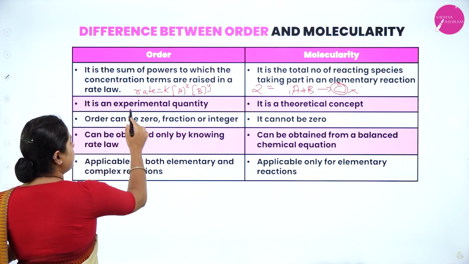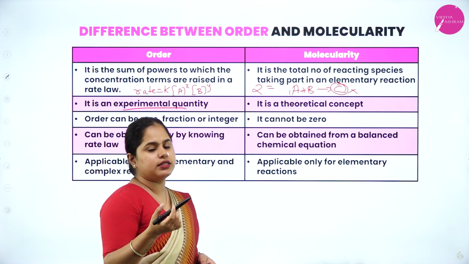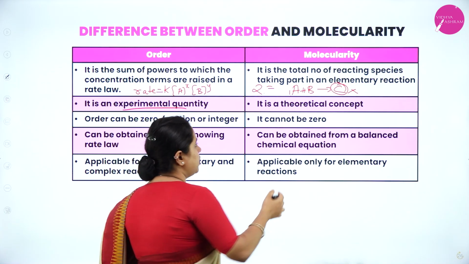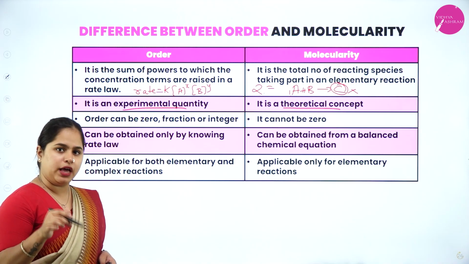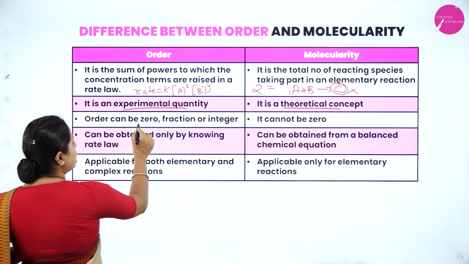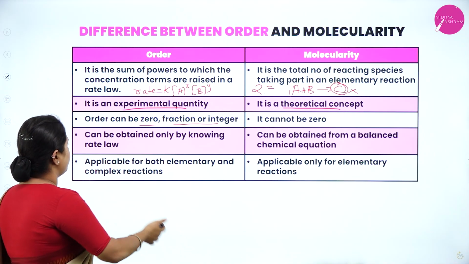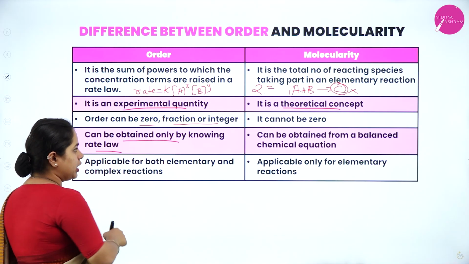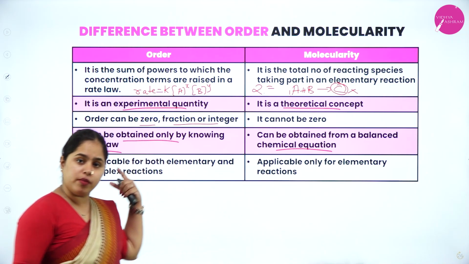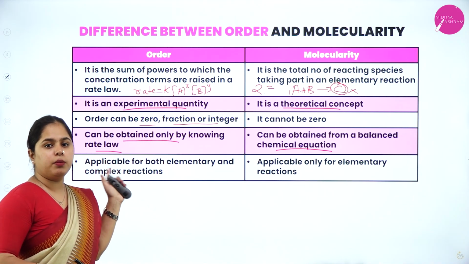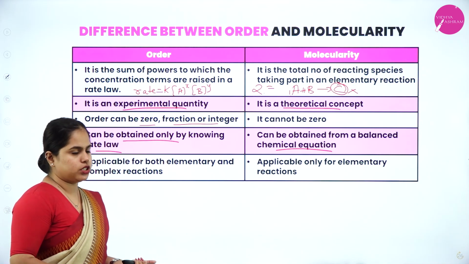Now, order is an experimental quantity. Just by looking at the balanced chemical equation, you cannot determine it. Molecularity is a theoretical value. You can obtain it from a balanced chemical equation. Order can be 0, fraction or integer, and molecularity, of course, can't be 0. Order can be obtained by knowing the rate law, but not from a balanced chemical equation. Molecularity you can obtain from a balanced chemical equation itself, right?